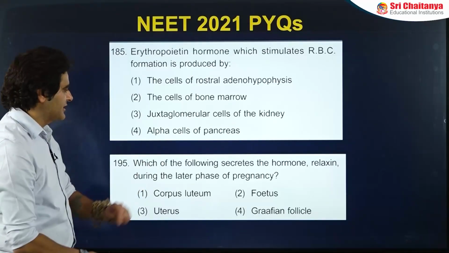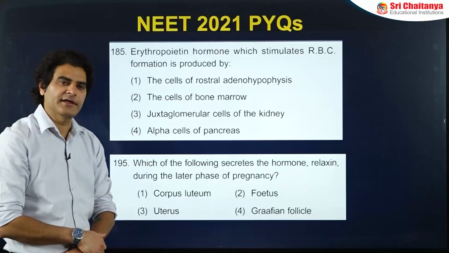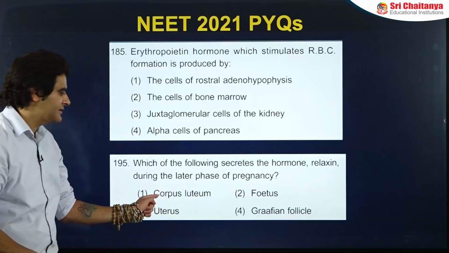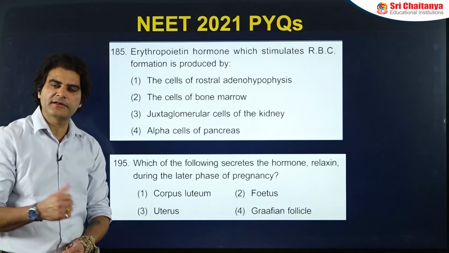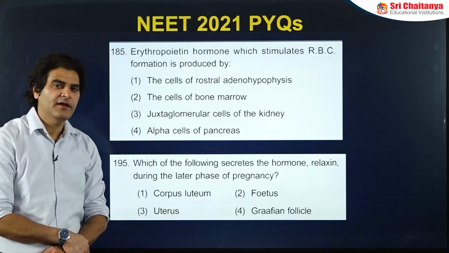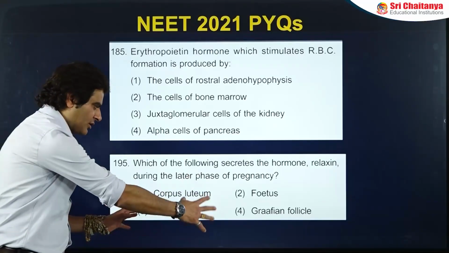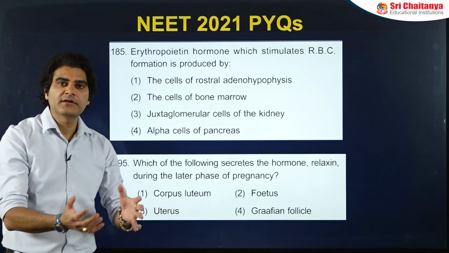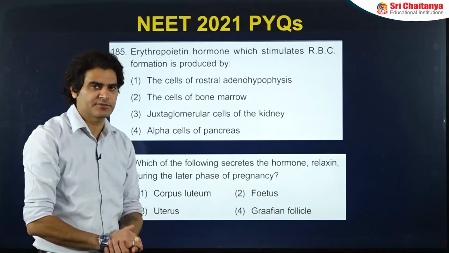Next question, which of the following secretes the hormone relaxin during the later phases of pregnancy? Here again, if we see the source of relaxin, we have to choose the corpus luteum in this case. Even though earlier in the 2025 question the source of relaxin was considered as ovary, since ovary is not an option over here, what part of the ovary produces relaxin? Corpus luteum. So the first option will be our answer.